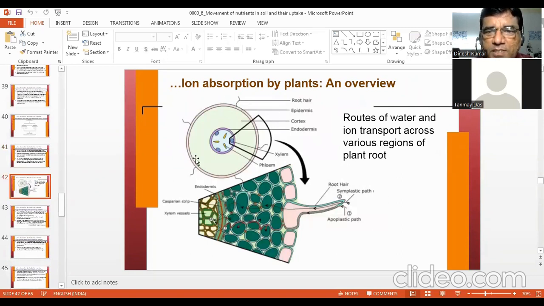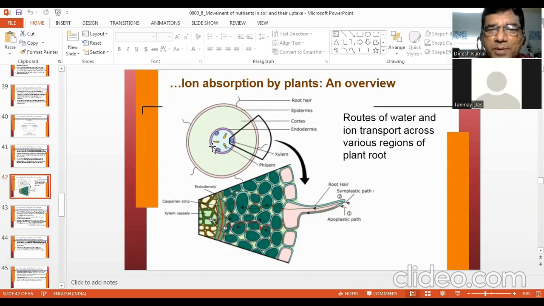So you can see the first picture here. These are routes of water and ion transport across various regions of plant roots. You can see the root here, epidermis, and cortex tissues. And then there is the endodermis, shown here in pink color. And this endodermis will have certain bands or Casparian strips. So these two things are embedded. They are made for each other.